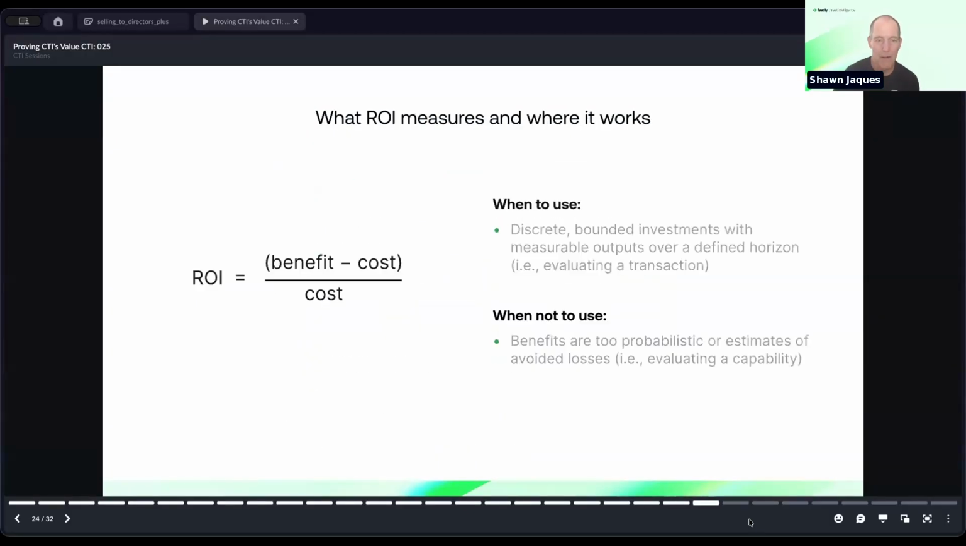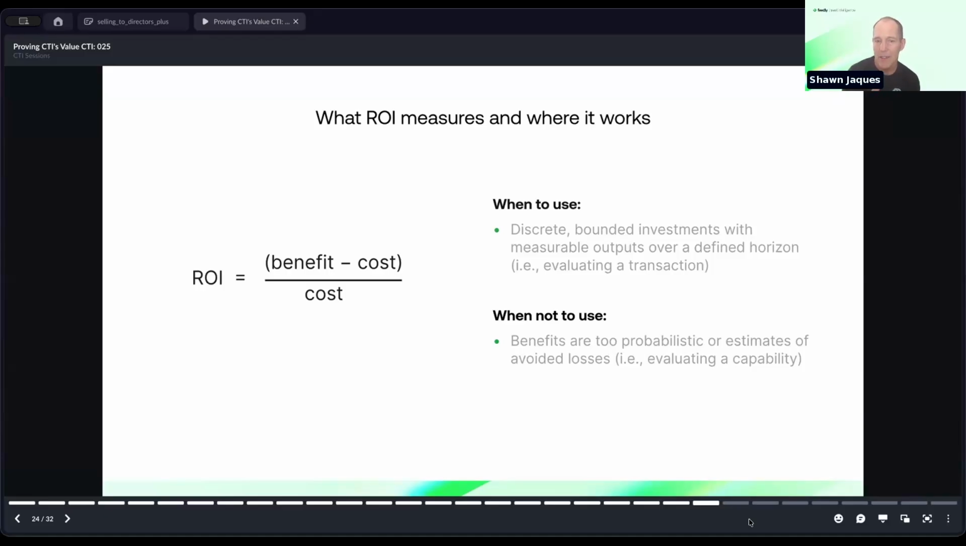All right, we're going to talk about ROI for just a minute. The reason we brought up ROI is that a lot of vendors will provide what they believe the ROI of their tool is. A lot of you will use ROI to calculate the value of a purchase. There are reasons when to do it and when not to do it.